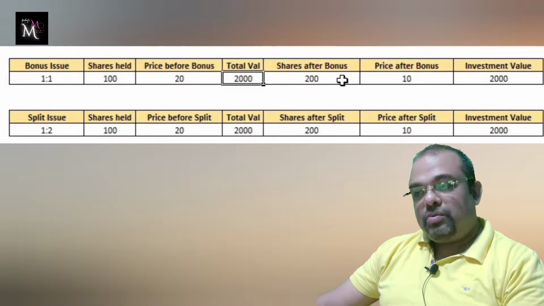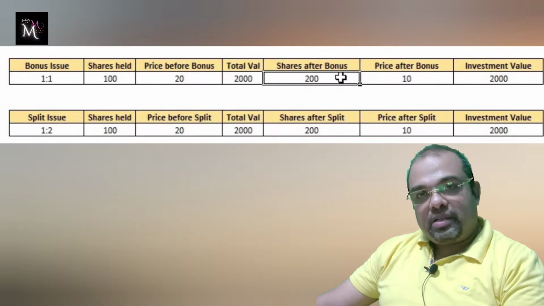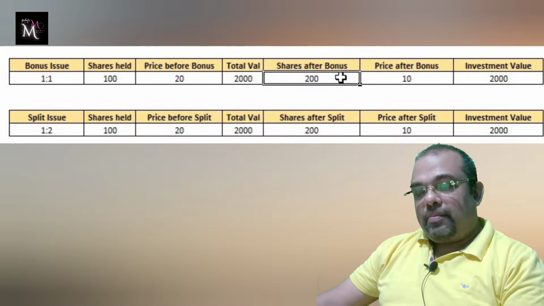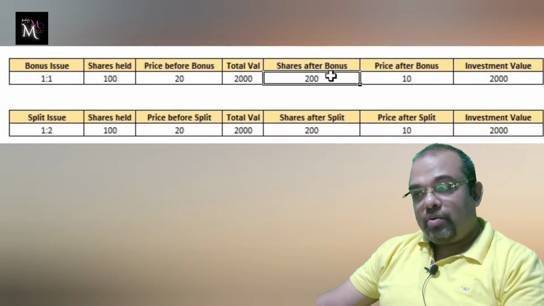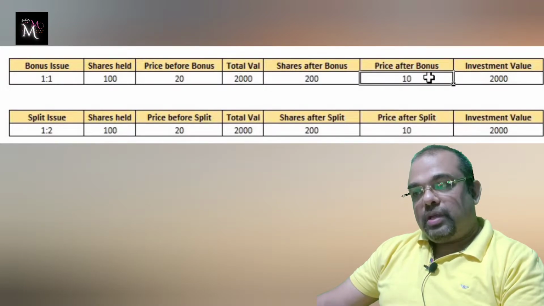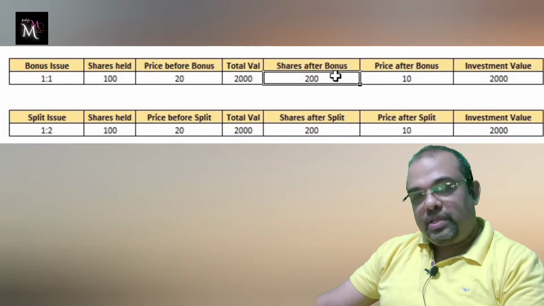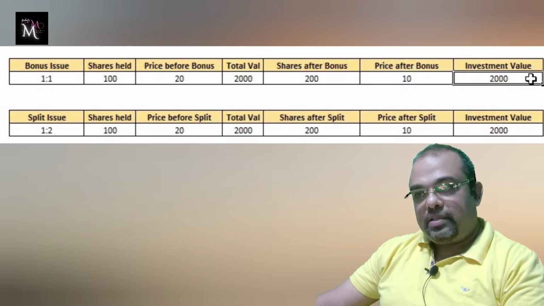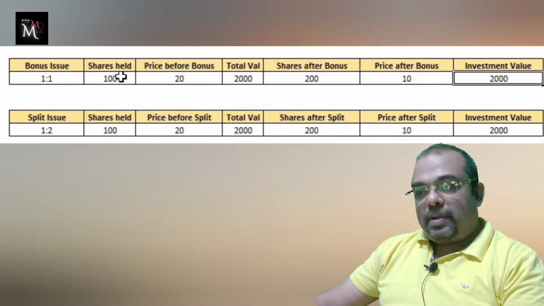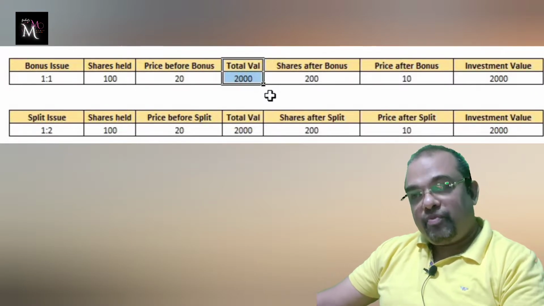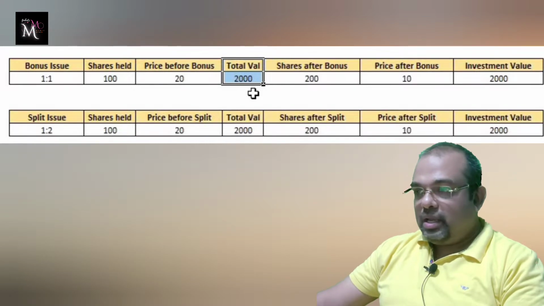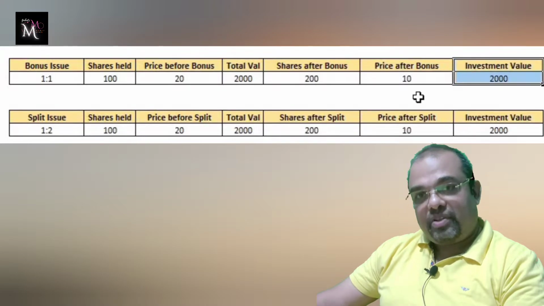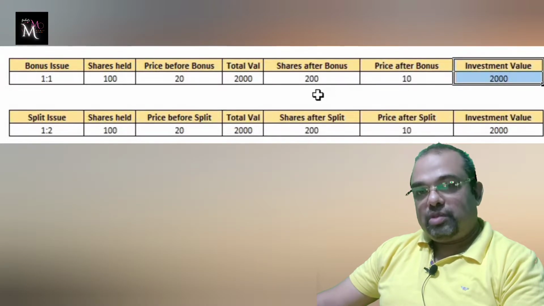So after the bonus issue, you now have 200 shares to your name, and the price of one share is now just 10 rupees. So the total valuation stands at 200 shares into 10 rupees per share. It's 2,000 rupees. So 2,000 rupees is your total investment in the company. Here you see the total investment you had before the bonus issue was 2,000. The total investment you now have after the bonus issue is also 2,000 rupees.